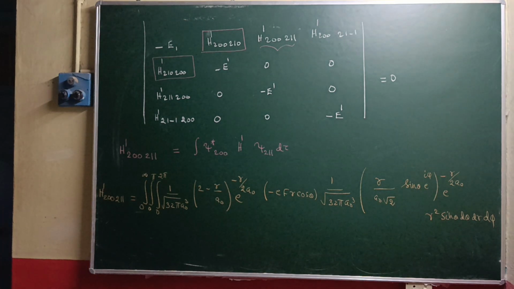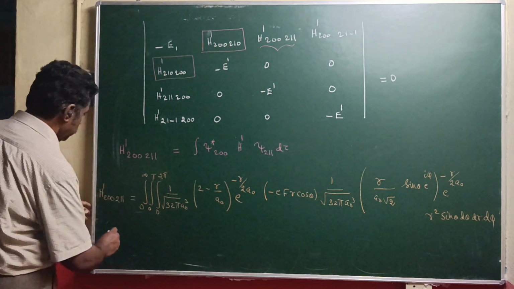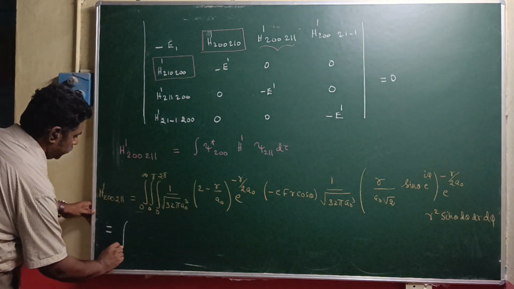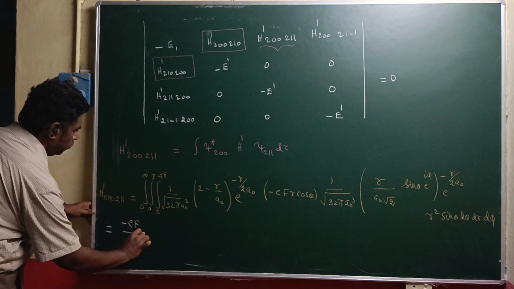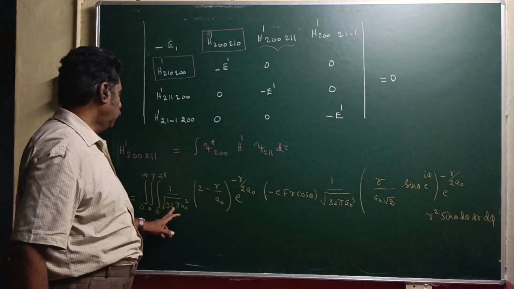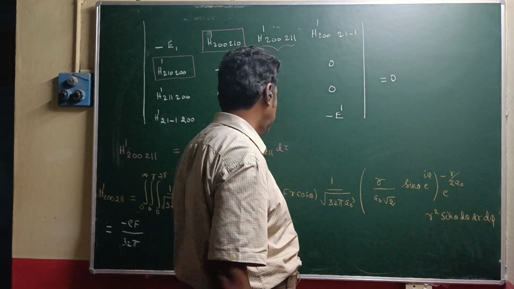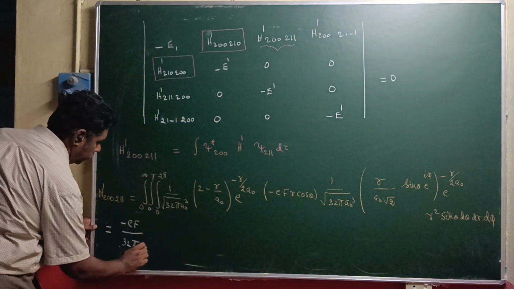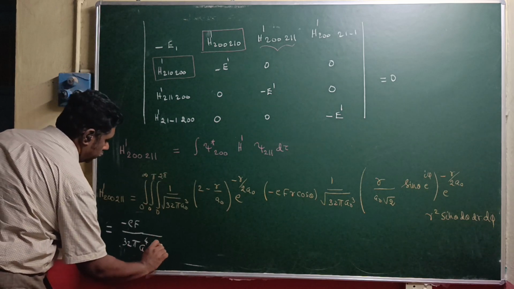Now we have to separate this into r part, theta part and phi part. This is equal to the integral, take out the constant terms, minus EF divided by 32 pi, see here, 32 pi a0 cube into 32 pi a0 cube. Take this a0 outside and the root also. Pi a0 power 4 into root 2.